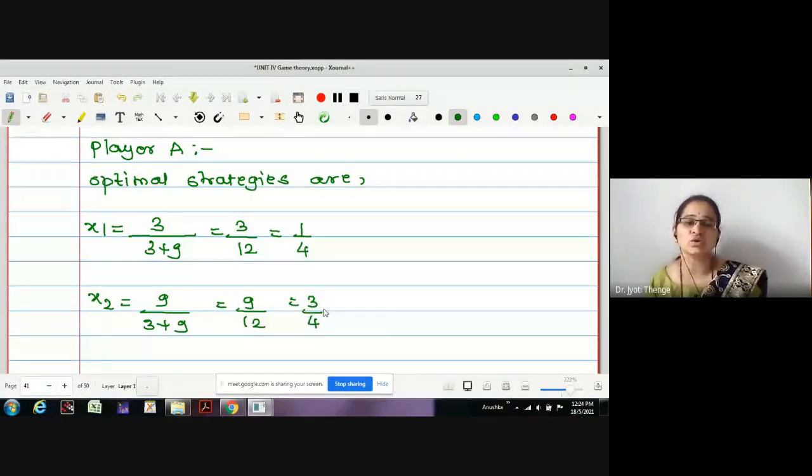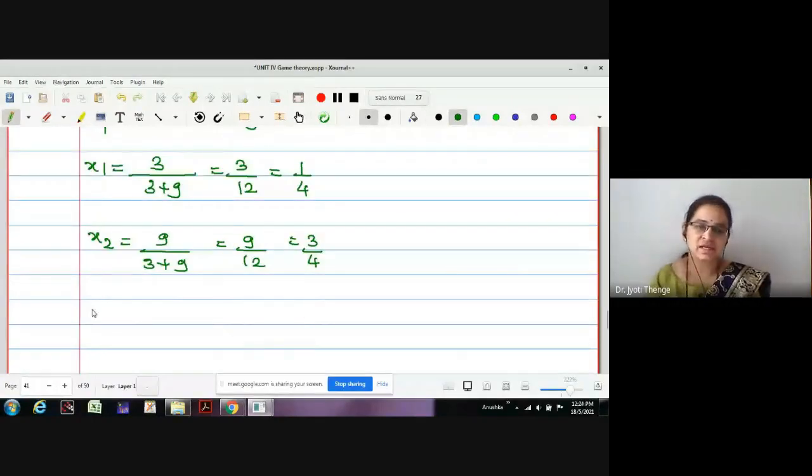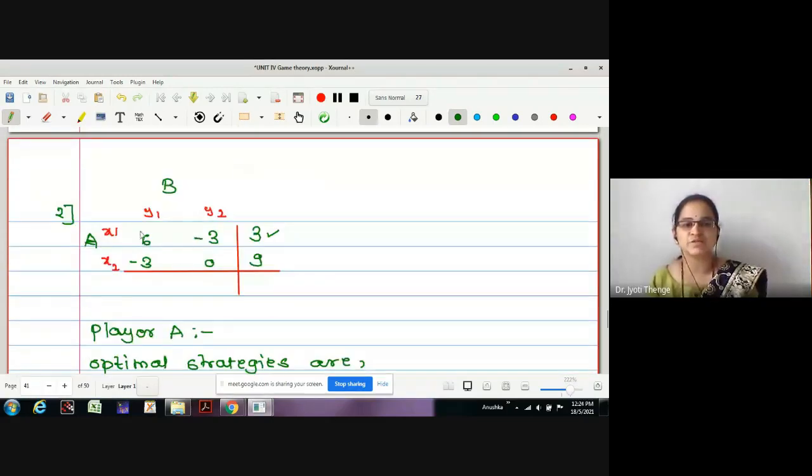After finding your answer, you have to cross check whether x1 plus x2 is 1 or not. It has to be 1, no? The sum of probabilities must be equal to 1, right? And lastly, let us find the value of the game. What is the value of the game? Let us first find the value of the determinant. What is the determinant value? 6 into 0, 0, minus 3 into minus 3, 9. Means it is minus 9, no?